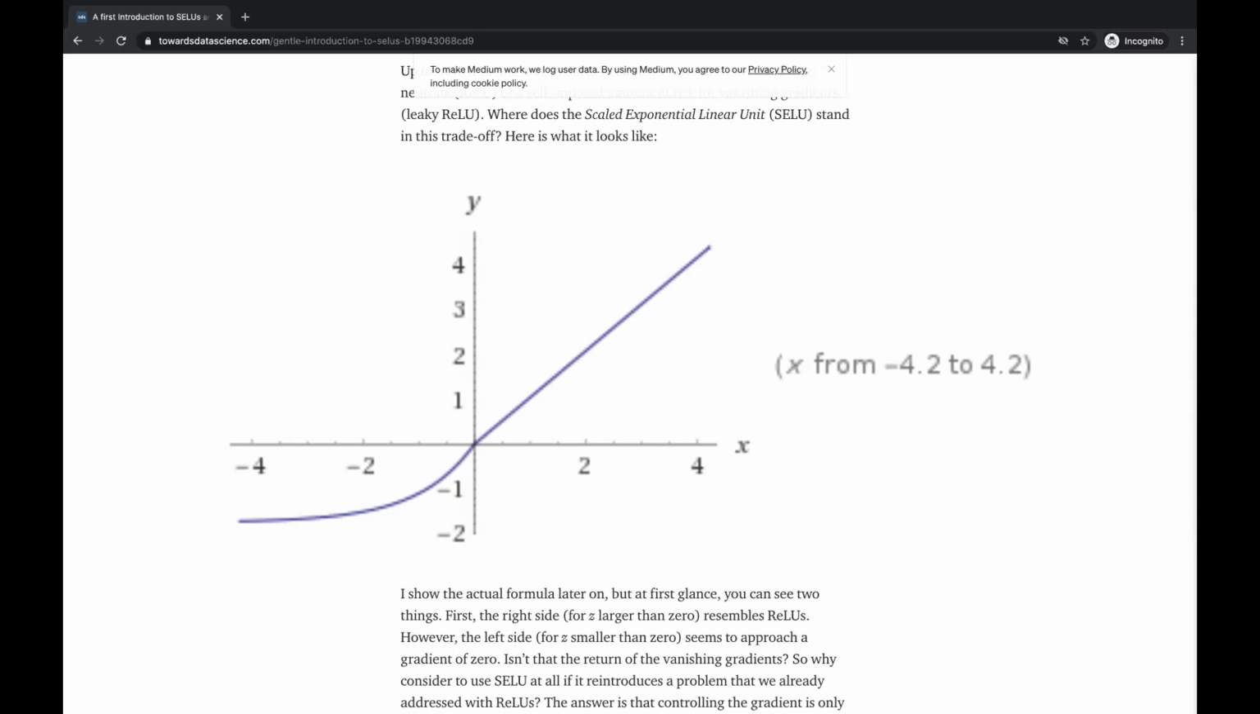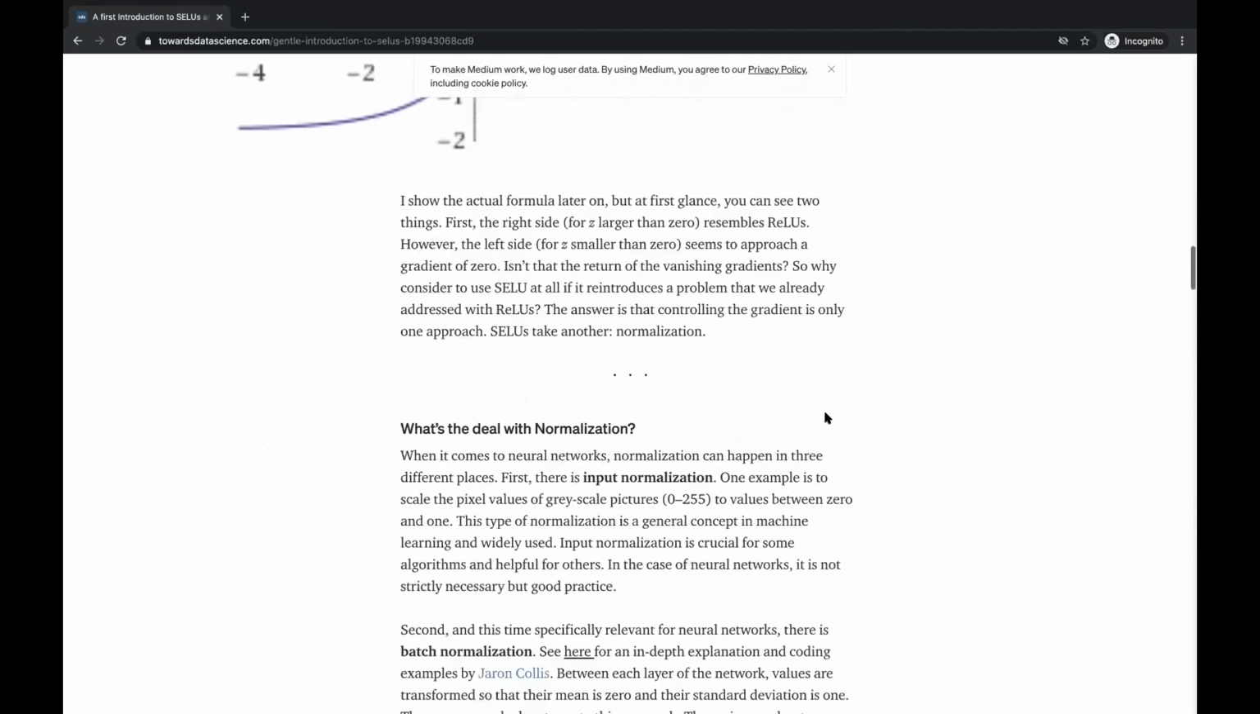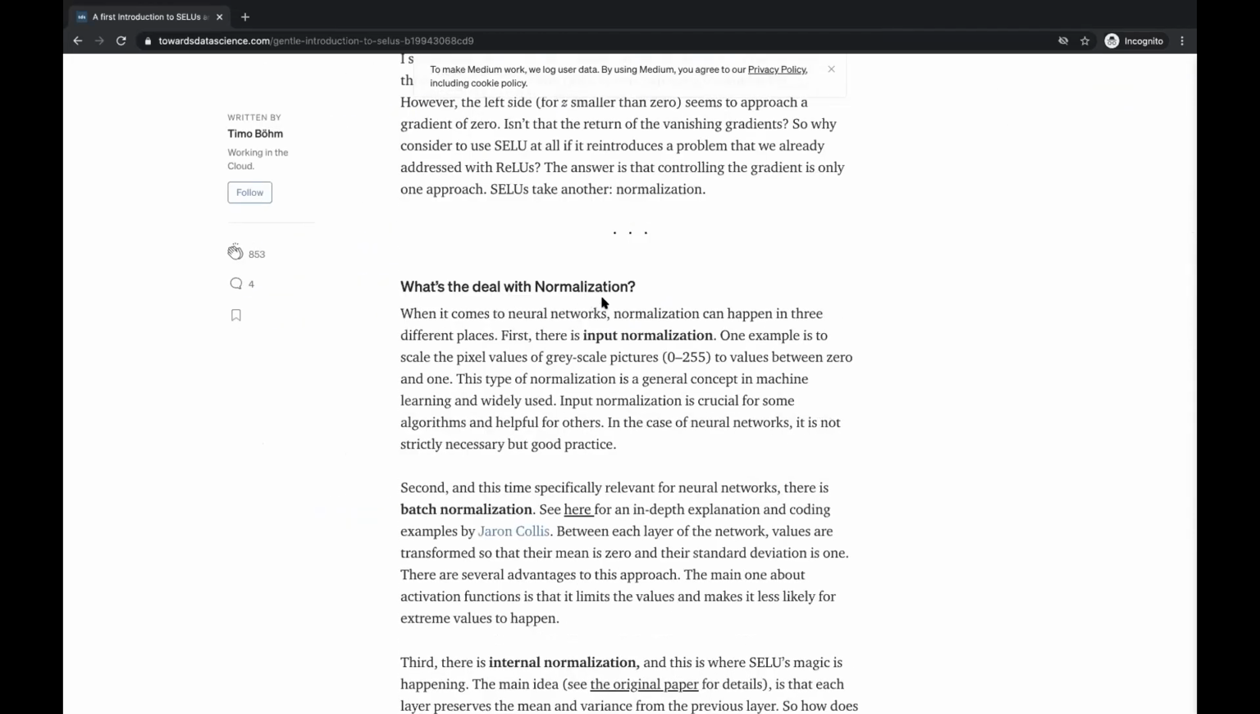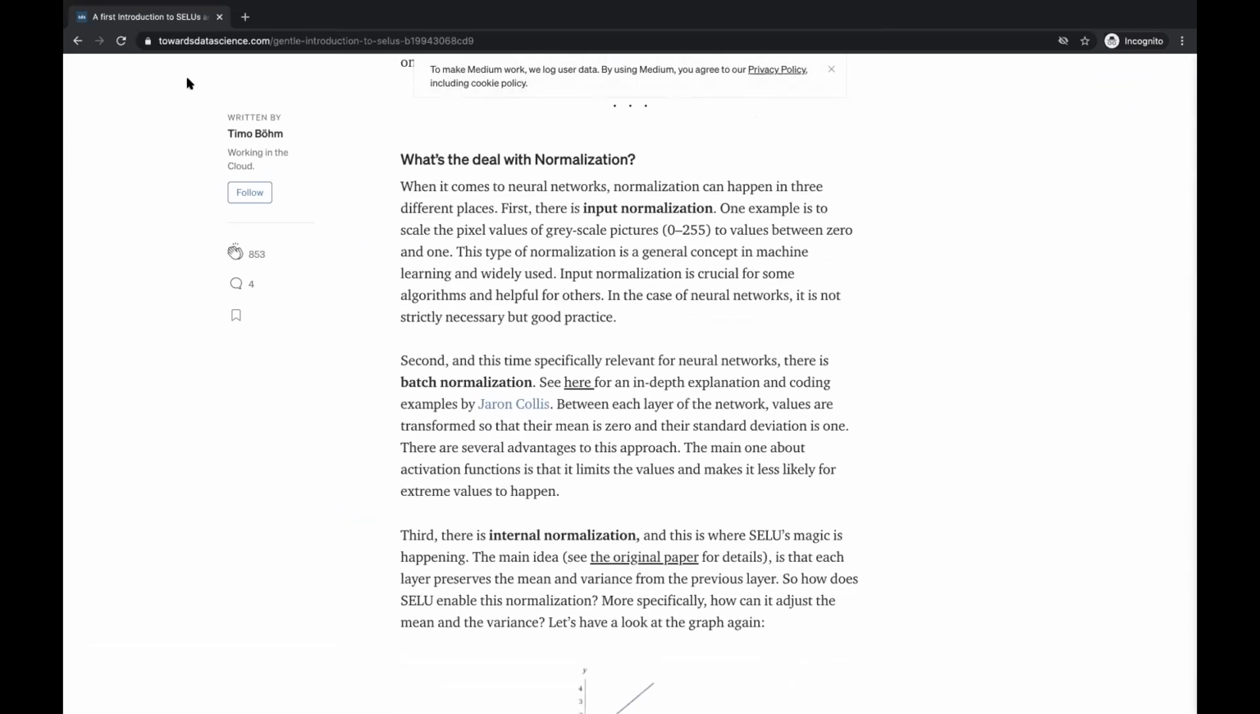And he talks about the normalization here. What's the deal with the normalization? Okay, so we understood now that there are two conditions. One is that you can use SELU only when you have a sequential architecture, and then you use a LeCun normal initialization rather than a He initialization.